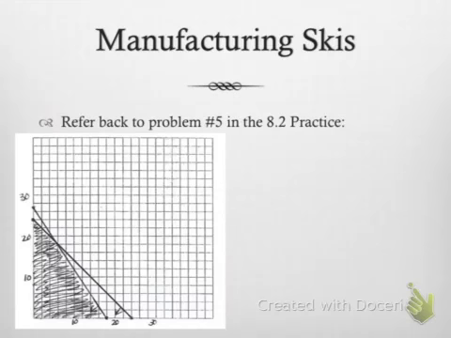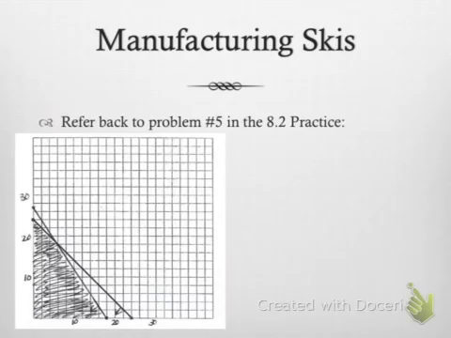So let's refer back to problem number 5 in the 8.2 practice. It was a problem where we had a company that was manufacturing 2 types of skis, a trick ski and a slalom ski. And so we had the number of labor hours that it would take in the fabricating department and in the finishing department to help us set up our systems. And the graph we end up with is the graph that you see here.